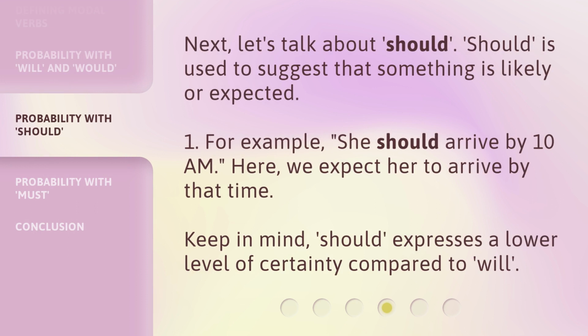Next, let's talk about should. Should is used to suggest that something is likely or expected. 1. For example, she should arrive by 10 a.m. Here, we expect her to arrive by that time. Keep in mind, should expresses a lower level of certainty compared to will.